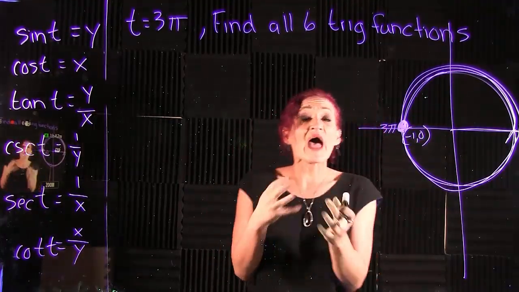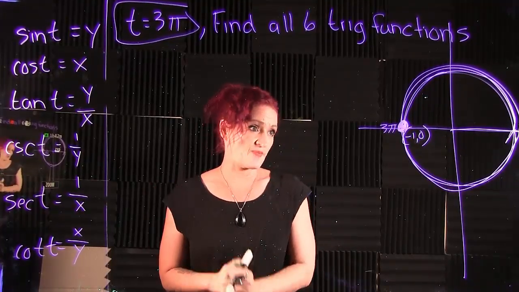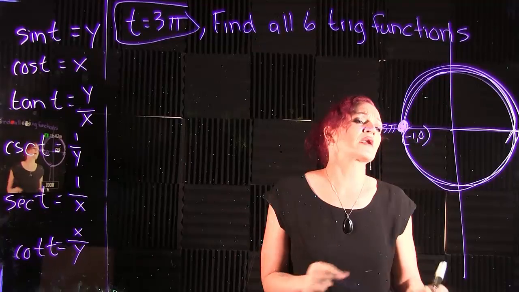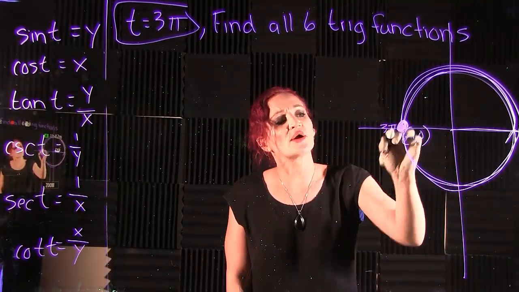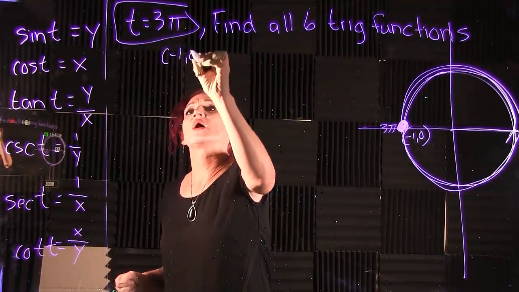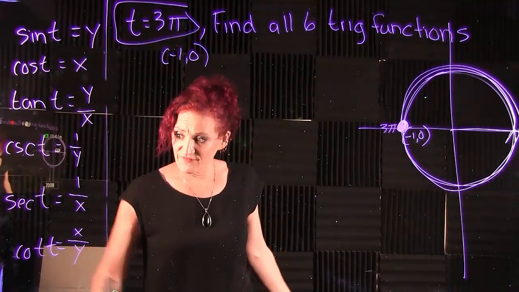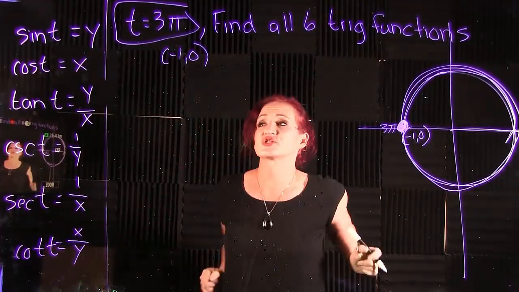That's the information we need to pull from this. The fact that they told us it's 3 pi, we've used what we know about a unit circle to determine that it's this point right here. That actual coordinate is -1, 0. Now, based off that point, we can find all 6 trig functions.